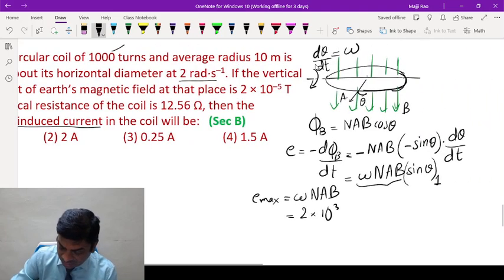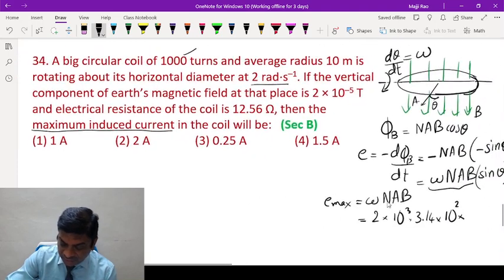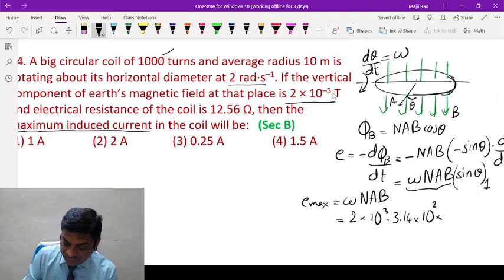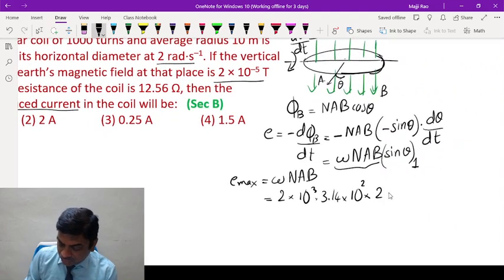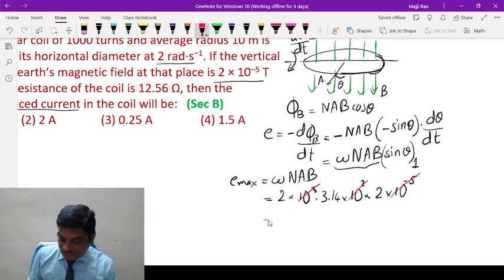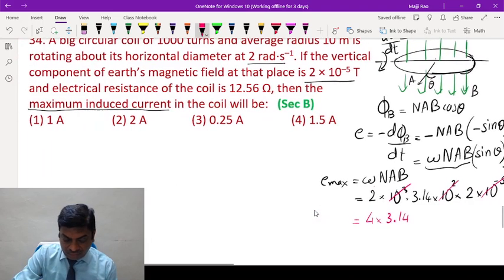So basically, area will be pi r square. And the magnetic field strength is 2 into 10 power minus 5. Now you can see 10 power 3 and 2 is 10 power 5, which gets cancelled with 10 power minus 5. We are left with 2 to the 4, 4 into 3.14.